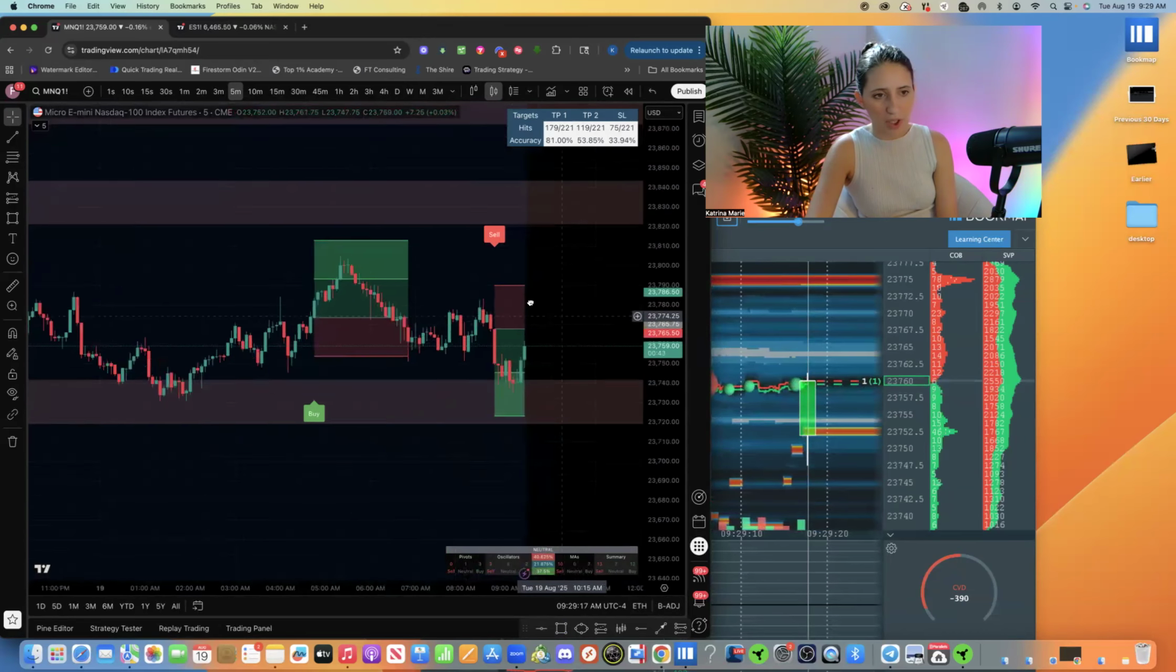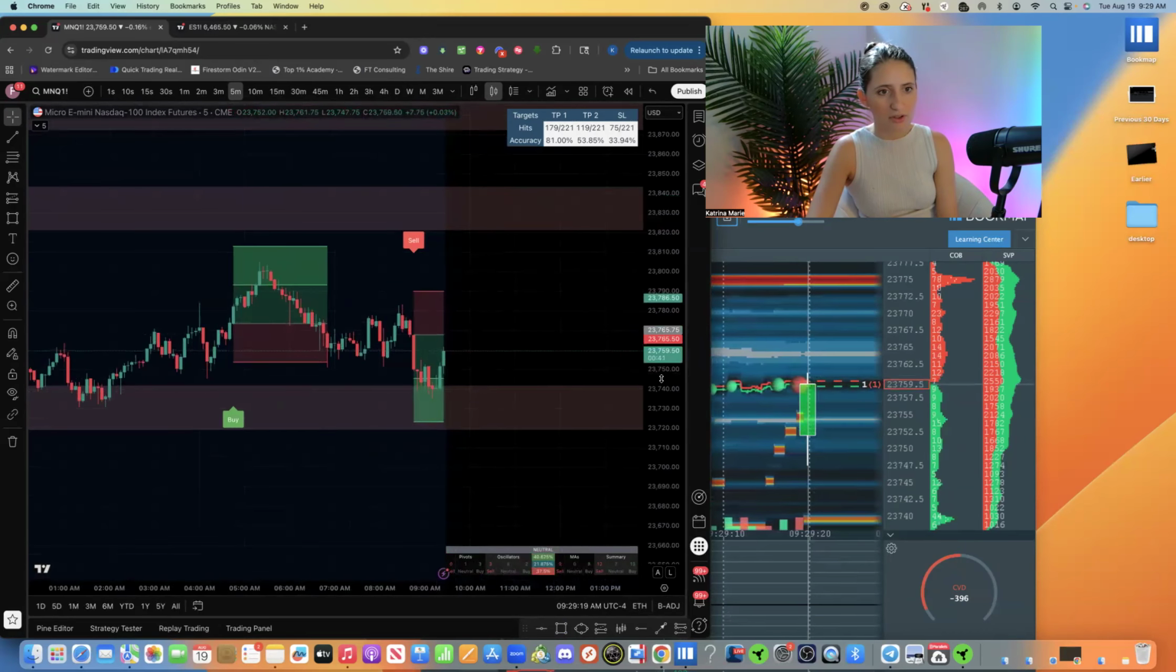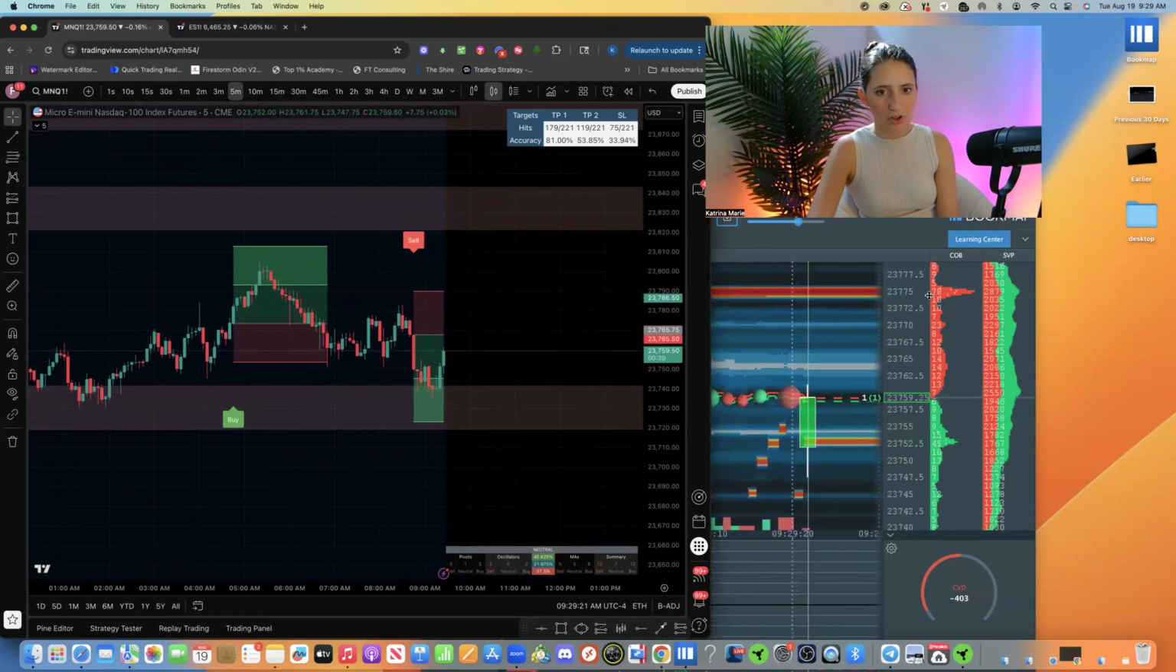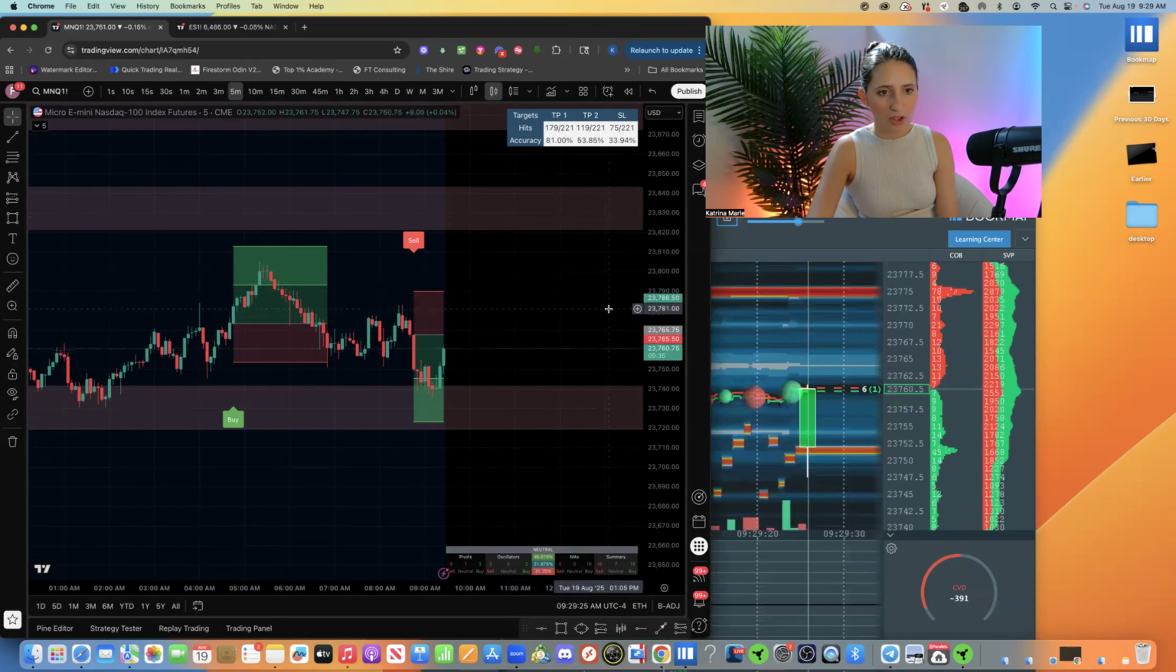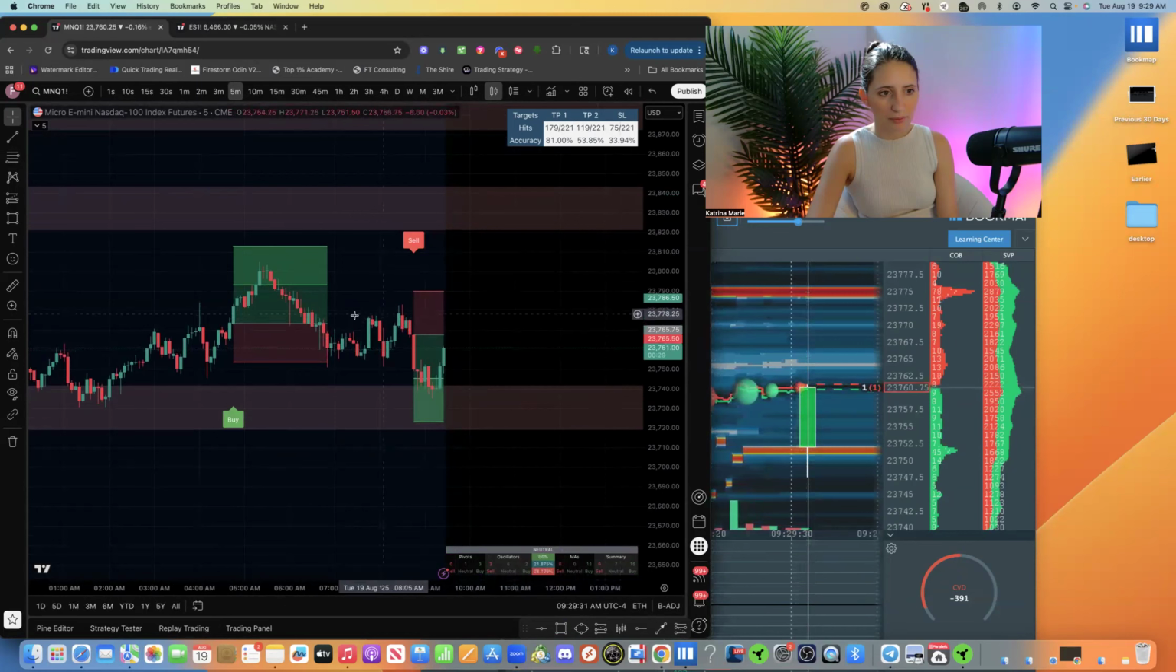It's not really that big, not like it usually is. We have sellers building up here at 775, which would be here, at this little reversal area.